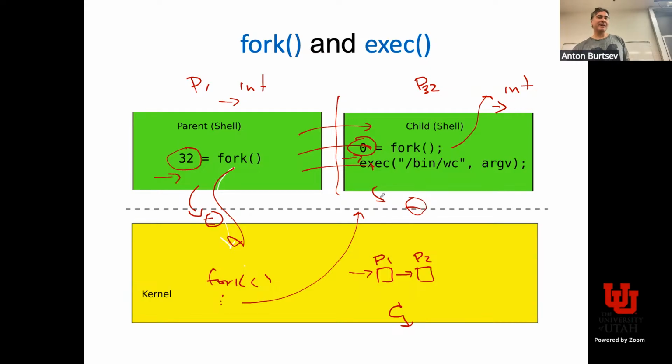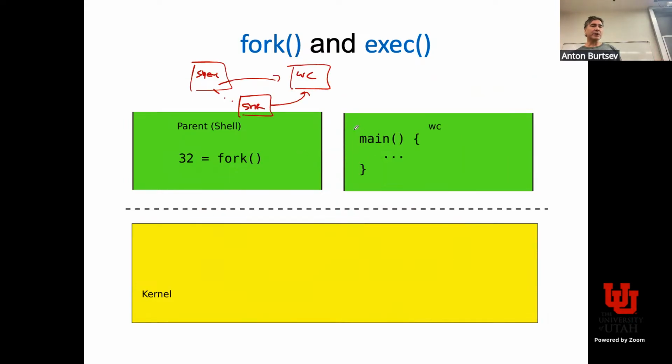Exec says, okay, sure, in this child I will again call into the kernel, but instead of returning, you can return if there is an error. Say instead of WC you wrote something like WC3 and it doesn't exist. Exec says, okay, I cannot find a binary, so it will return and start executing. But if there is no error, it will clear this address space completely and reload it with the binary of WC and start executing from the entry point.